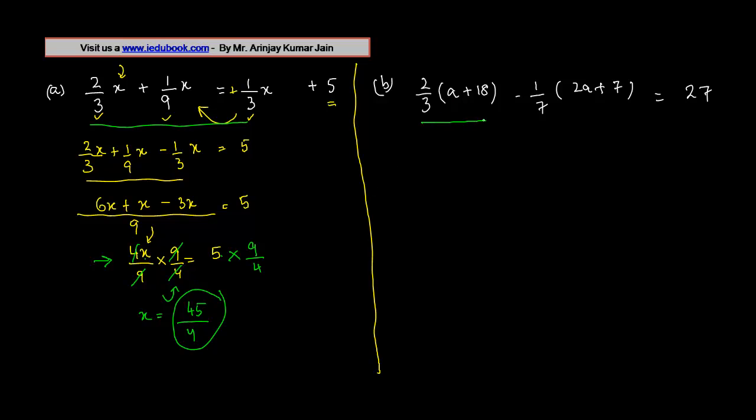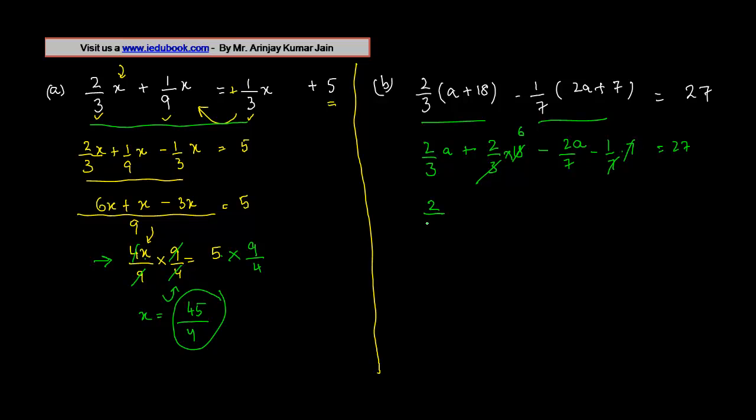Now let us see the second one. In this case also, it's something similar. The only thing is the multiplication is a bit more complicated, but let's open the bracket first. So 2 by 3 into a will give you 2 upon 3a plus 2 upon 3 into 18, minus 1 upon 7 into 2a will give you 2 upon 7a, minus 1 upon 7 into 7, is equal to 27. Now if you start cancelling, this 3 goes into this 18 six times. This 7 gets cancelled with this 7.